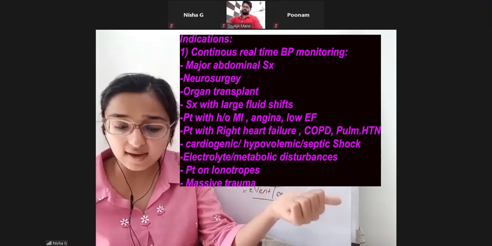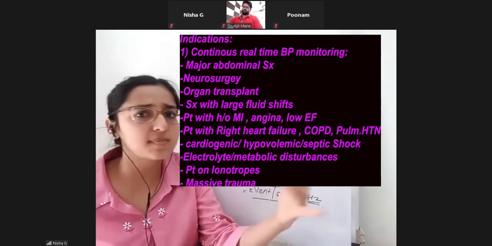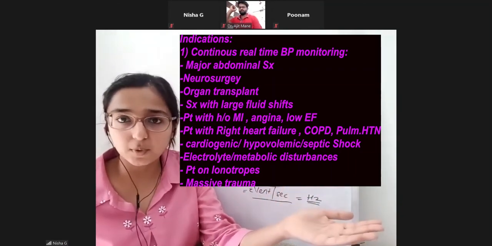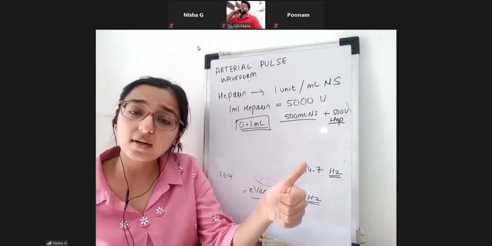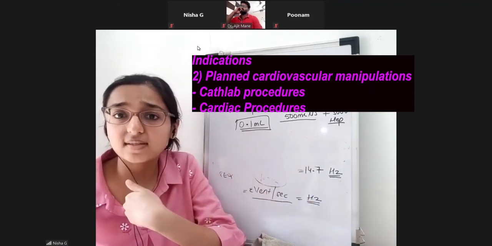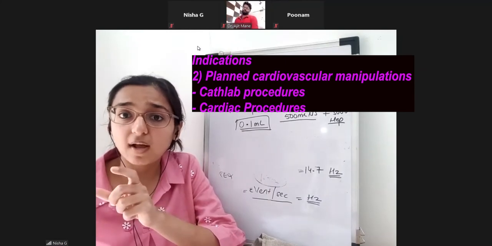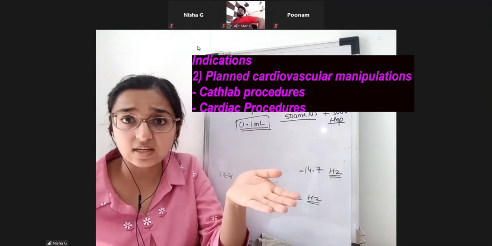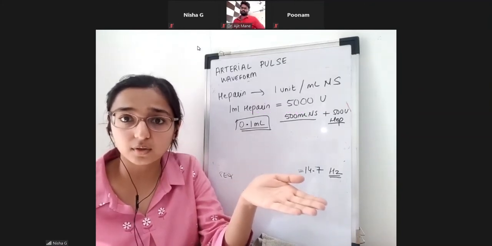Then if the patient has massive trauma, or there is a surgery where you're expecting massive blood loss, massive fluid shifts, or where massive transfusion might be required, in those surgeries you will put this arterial BP line. Then in cath lab procedures, like VSD closure, ASD closure, balloon mitral valvotomy, angioplasty, stenting, any procedure done in the cath lab, that is the time you have to put this line.